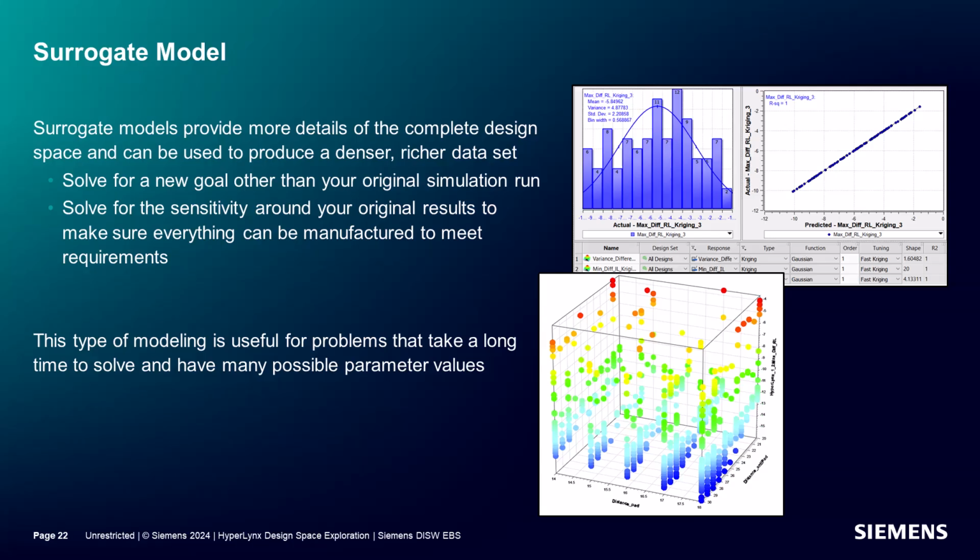This richer, denser dataset can then be used to compare variables or determine the sensitivity of the results to the variables. Once a surrogate model exists, the data points outside of the ones used during the initial design space exploration can be calculated very quickly, avoiding a rerun of the original DSE study. The quality of the model is based on how well the data fits. If the fit is good, then any intermediate value can be solved for very quickly. This type of modeling is useful for problems that take a long time to solve, something like a 3D electromagnetic model, and have many possible parameter values.